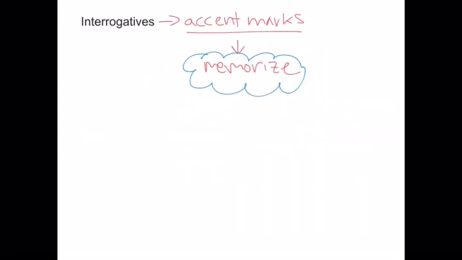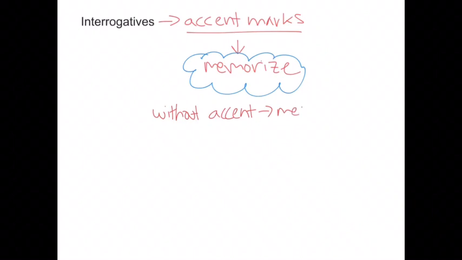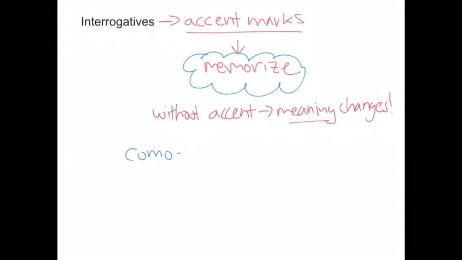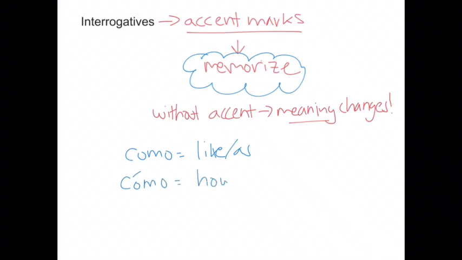Remember that all interrogative words have accent marks when they're used in a question, so you must memorize their locations. Without the accent, the whole meaning of the word changes. An example would be como, without an accent, means like or as, but cómo with an accent means how.